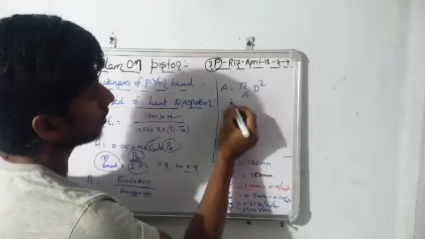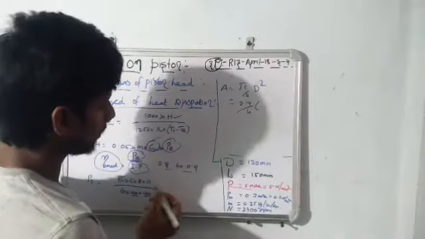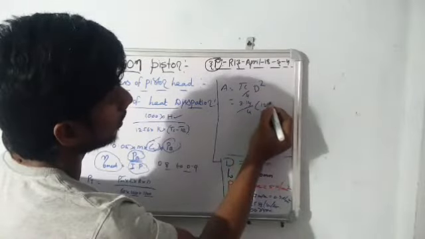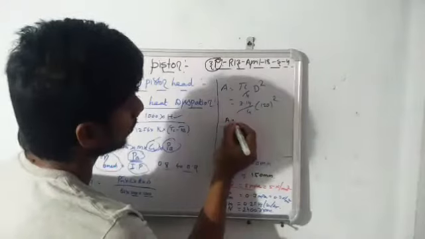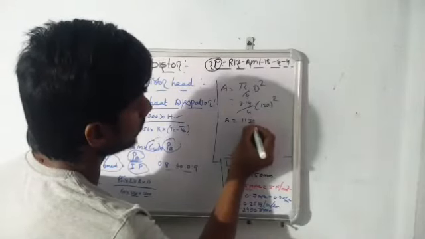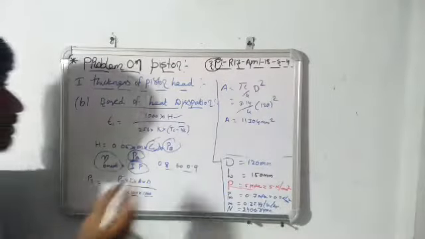The area equal to, we know the shape of the piston head is circular, that's why pi by 4 d square, 3.14 by 4. What is the d here? 120 whole square. So by simplifying this one, the area equal to 11304 mm square. So this is the area.